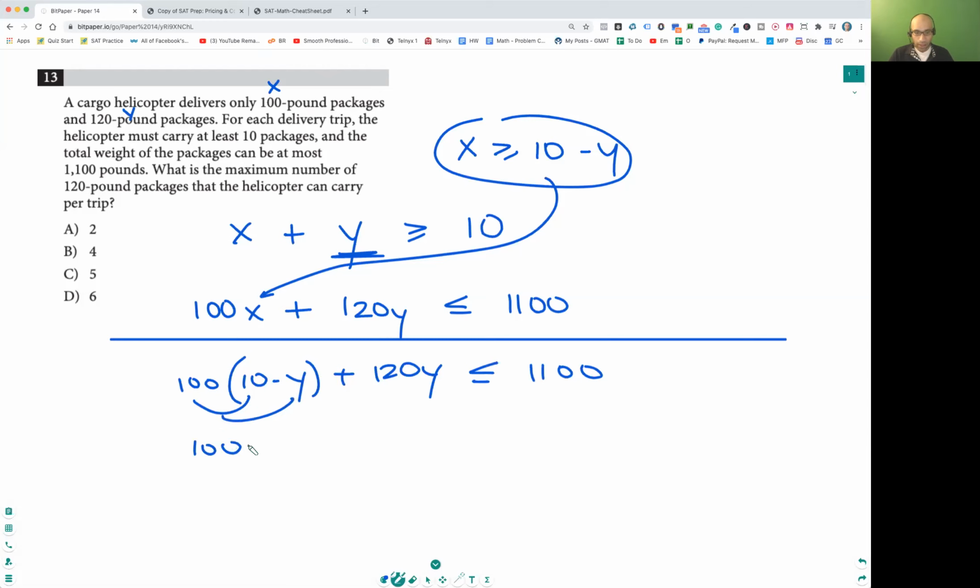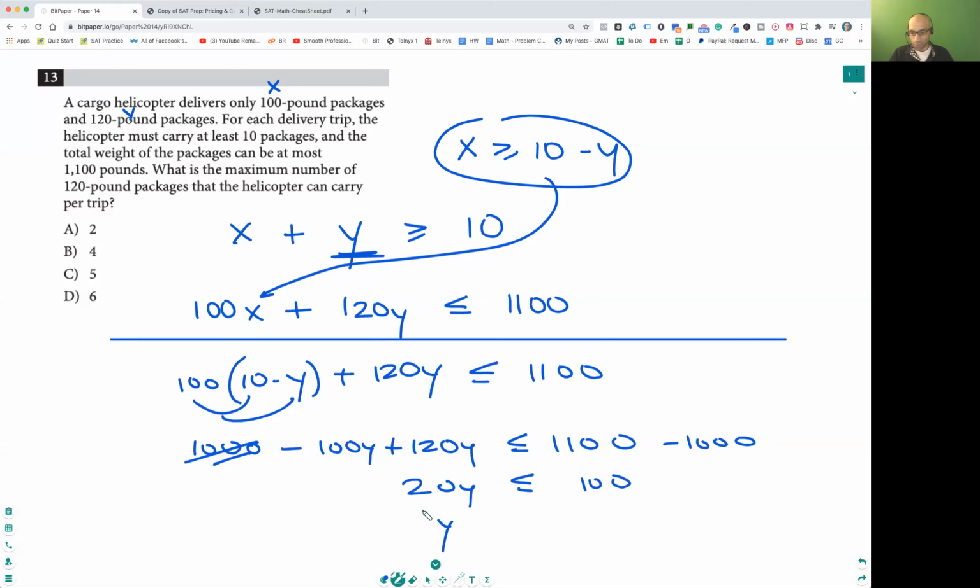So you get, okay, 1000 minus 100y plus 120y is less than 1100. Okay, now move this to the other side. You're basically just solving this equation, right? So subtract 1000, so you get 100 here, and just keep this sign, and this guy is 20y, right? And this way you have 20y is less than or equal to 100, or y is less than or equal to 5.